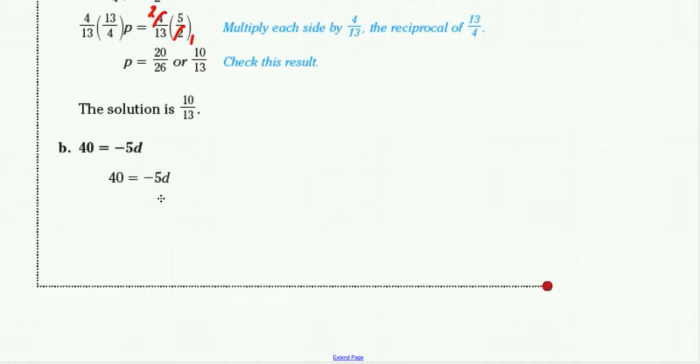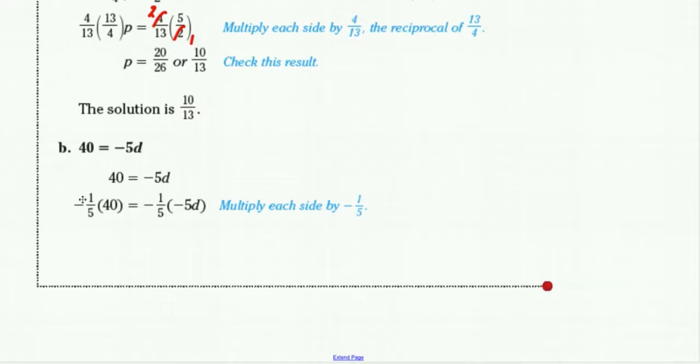So we need to divide both sides by negative 5. When you divide both sides by negative 5, it is the same as multiplying both sides by negative 1/5. So basically what we want to do is simply divide both sides by negative 5. But in essence, this is the same as multiplying both sides by negative 1/5.